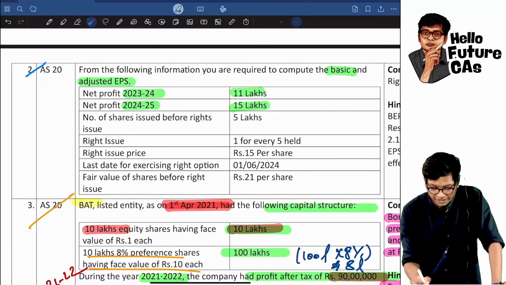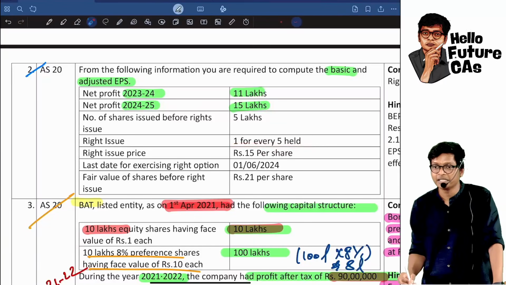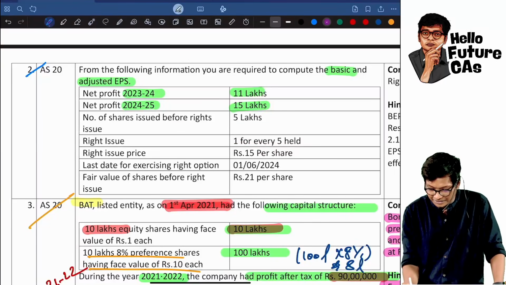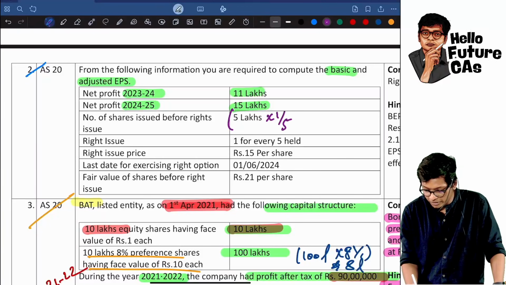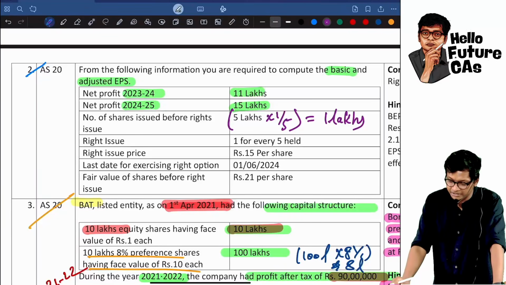How many shares is he giving? 5 lakhs. Rights issue 1 for every 5. That means how many shares are rights issue? 5 lakhs into 1 by 5, which is 1 lakh shares are rights. So after rights issue it is going to be 6 lakh shares.